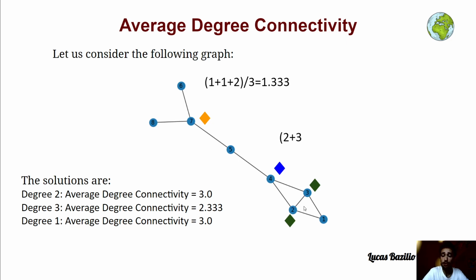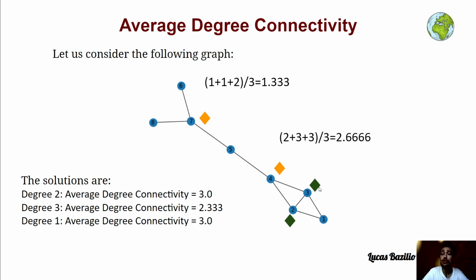It has 3 connections, 3 edges. And we are done because 4 has no more neighbors. So since we have 3 different neighbors, we divide this value by 3. So this gives us 8 divided by 3, which is 2.6 periodic. So with this, we complete the average degree connectivity of the node 4. So let's mark it as completed.